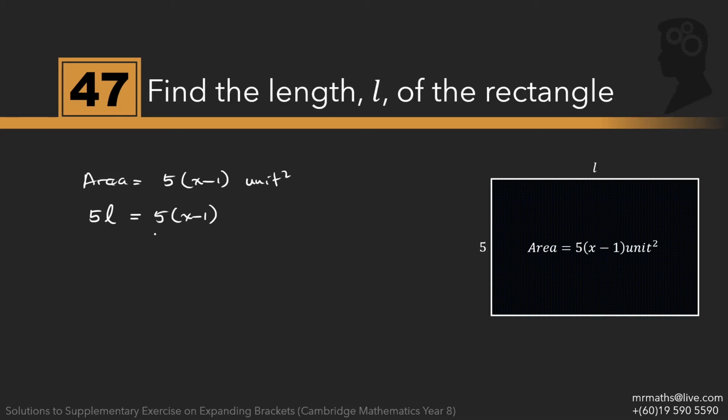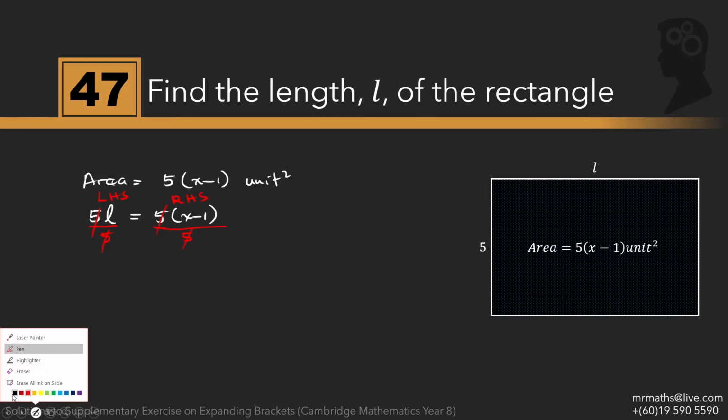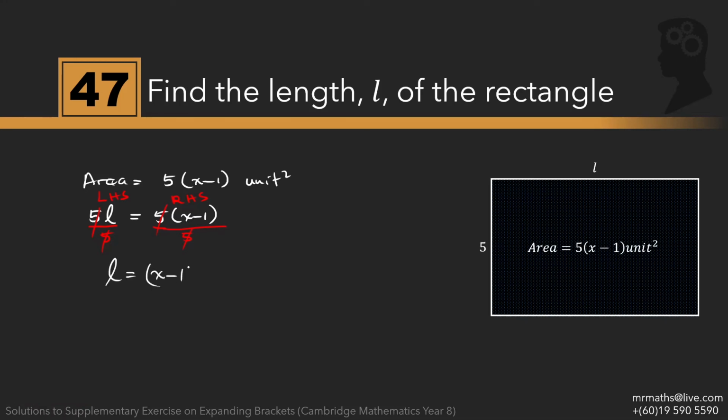Take a look at the terms on the left hand side versus that of the right hand side. What have you noticed? We have both 5 as the coefficient, so we can take them away by dividing the whole thing by 5. So 5 divided by 5 equals 1, and what is left is L. What is L then? L is x minus 1. So this is the expression for L. I hope you learned something from here.